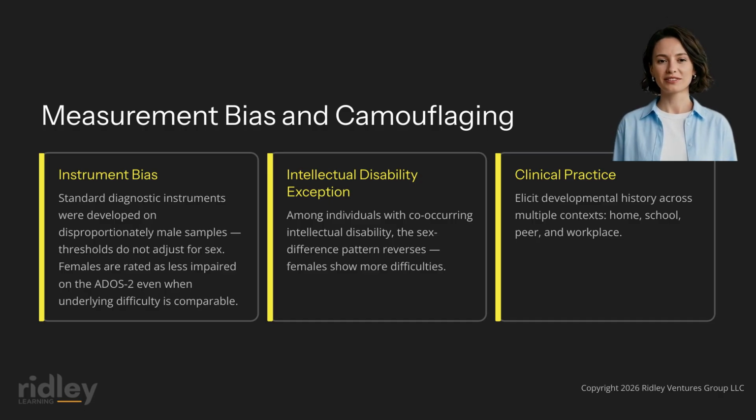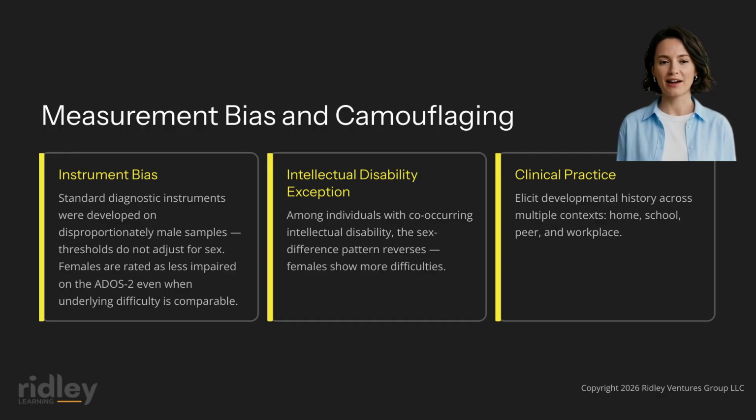There's an important nuance here that clinicians need to keep in mind. Saw and colleagues' 2023 meta-analysis of 79 studies revealed a critical moderator. Among individuals with co-occurring intellectual disability, the sex difference pattern actually reverses. In this population, autistic girls and women show more social difficulties, more repetitive behaviors, poorer language, and more motor problems than boys. This is a reminder that generalizations about the female phenotype should be restricted to the without intellectual disability profile. Measurement bias compounds the clinical picture.